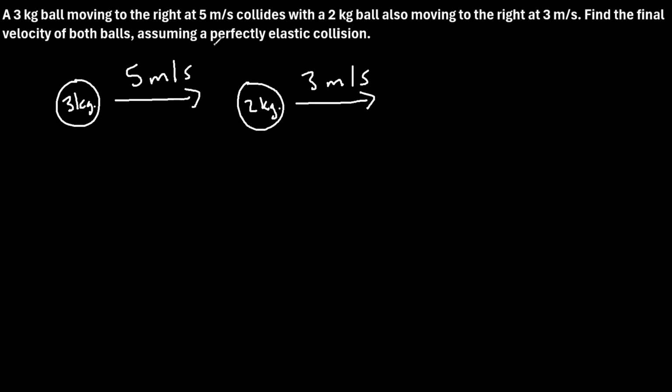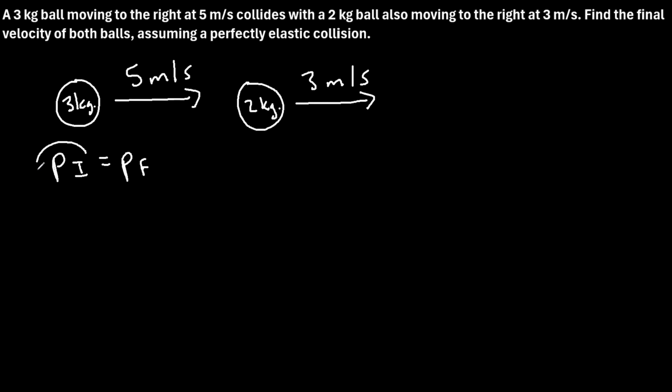Now we're told to assume that this will be a perfectly elastic collision. So what we need to know is that in a perfectly elastic collision, momentum is conserved and kinetic energy is conserved. Because the momentum in this system will be conserved, the initial momentum, denoted with a lowercase p, must be equal to the final momentum after the collision. Now, momentum is calculated as mass times velocity.